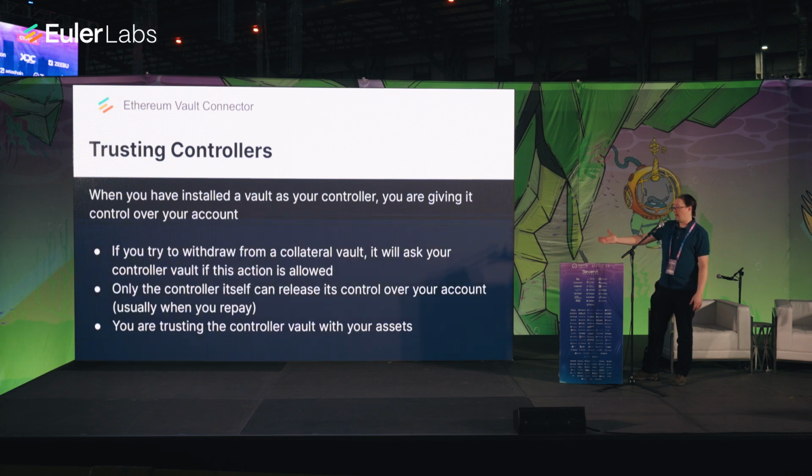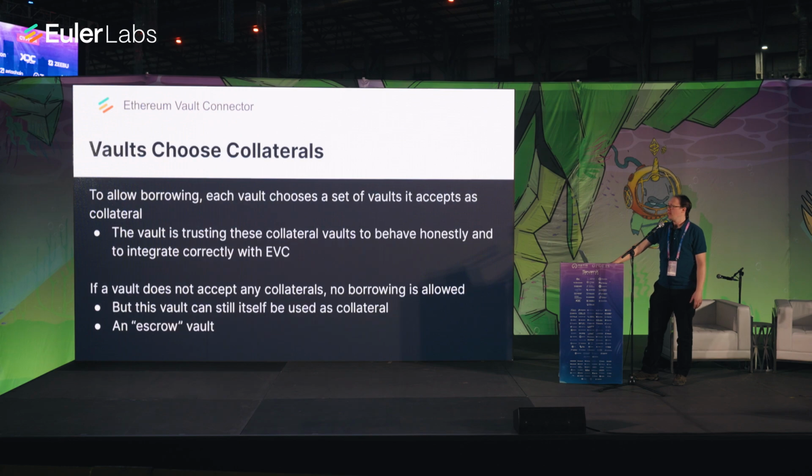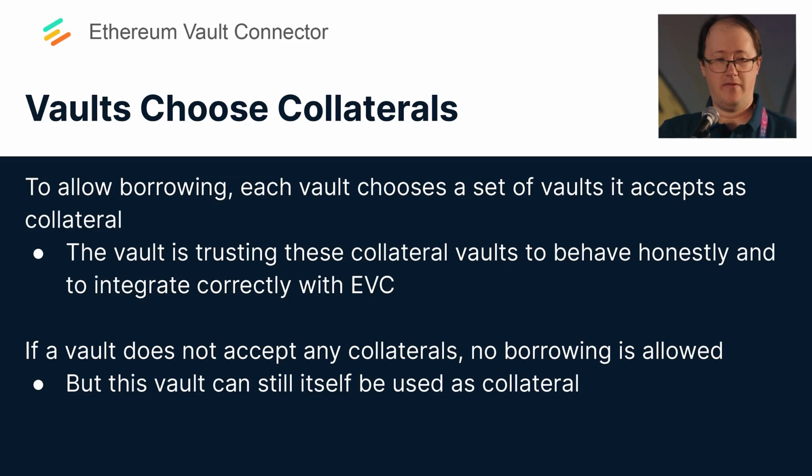Yes, only the controller itself can release the control. That happens when you repay your loan. And the other side of the trust dimension is that the vaults are trusting their collaterals, right? They're trusting that these are well-behaved tokens that aren't acting maliciously and will integrate correctly with the EVC as well.